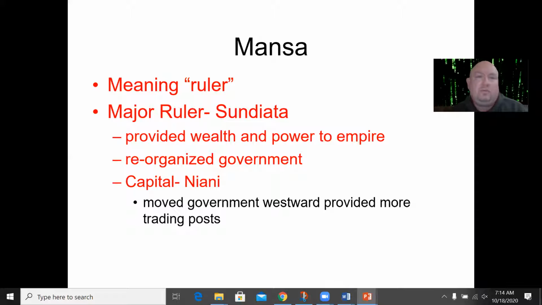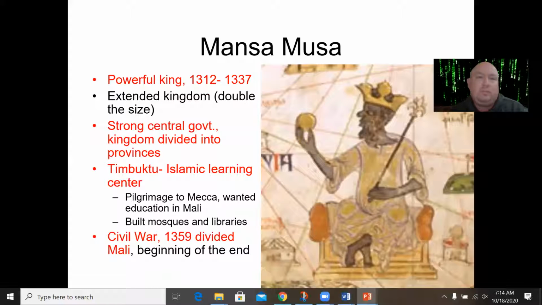Mansa was a term that meant ruler. Sundiata was one of the early major rulers. He reorganized government, moved the government westward, and provided more trading posts. So again, we see trade's important.